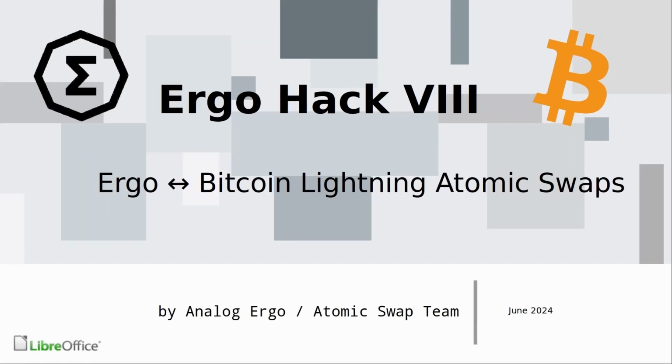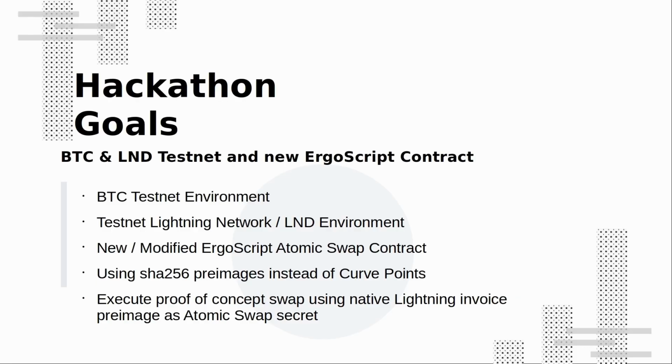This is the Analog Ergo / Atomic Swap team presenting to you the ErgoHack Ergo Bitcoin Lightning Atomic Swaps project. For this hackathon, we have some pretty simple goals laid out. We want to establish a Bitcoin testnet environment. We want to also establish a testnet Lightning environment. We're using the Lightning implementation called LND.